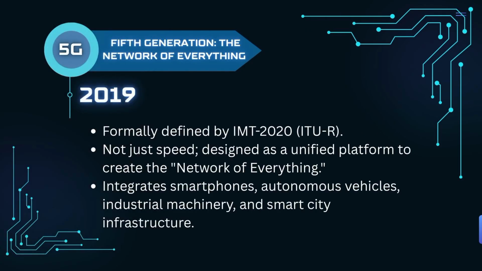5G is formally defined by the ITU's IMT-2020 standard, and was commercially launched starting in 2019. It's designed to be much more than just speed. It's a unified platform intended to create the network of everything. This means it integrates not just smartphones but also autonomous vehicles, industrial machinery, and entire smart city infrastructure.